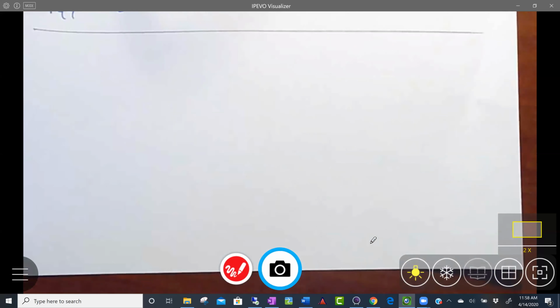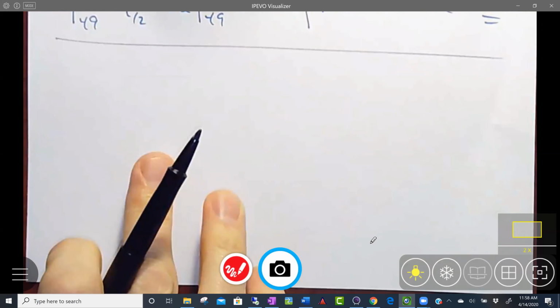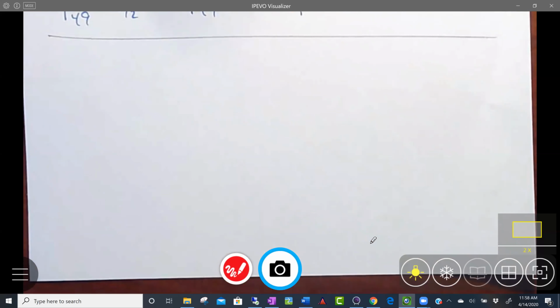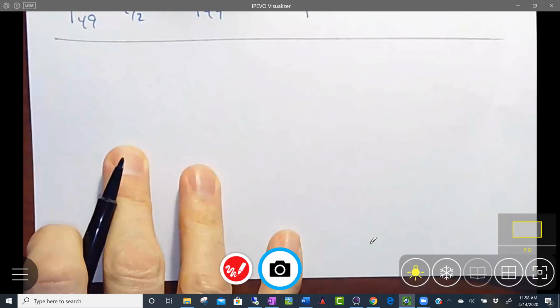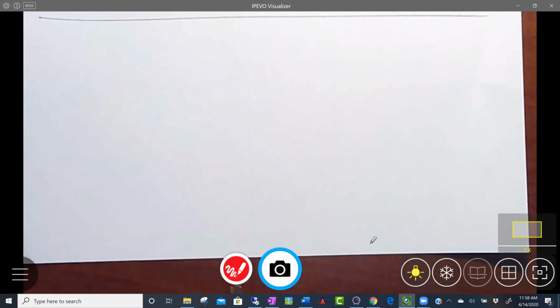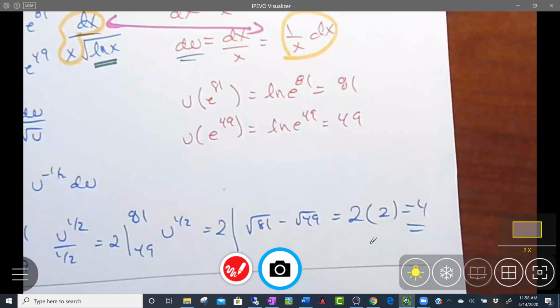And when I do these, I like to give you guys a really good geometric interpretation of these things, and you get that by slicing your areas with a little rectangle like we did here.